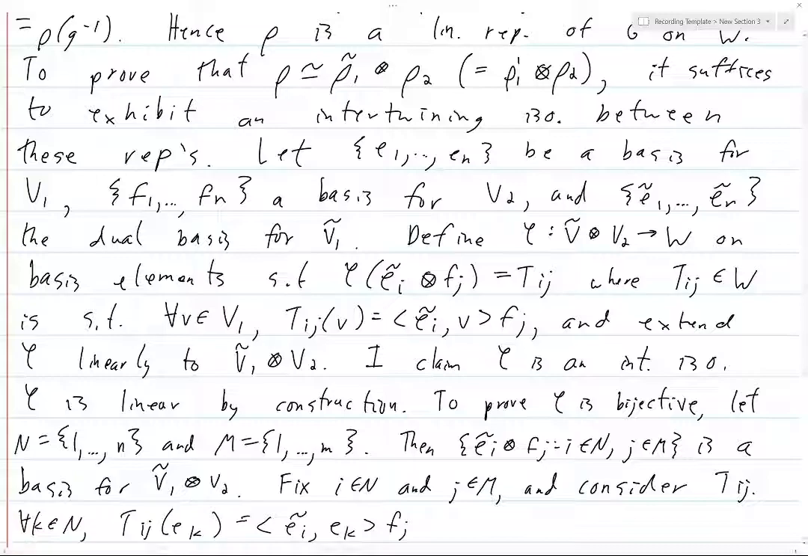Evaluating E_i tilde at v gives us a scalar, and F_j. Because V1 tilde is the dual space, it maps elements of V1 into the scalar field. So evaluating a functional E_i tilde at a vector E_k is going to give us a scalar, and then of course F_j is just in V2. But this is equal to delta_ik times F_j, just by how the dual basis is defined. Evaluating E_i dual at E_k gives us 1 if i equals k, and 0 otherwise. That's what I mean by delta_ik.